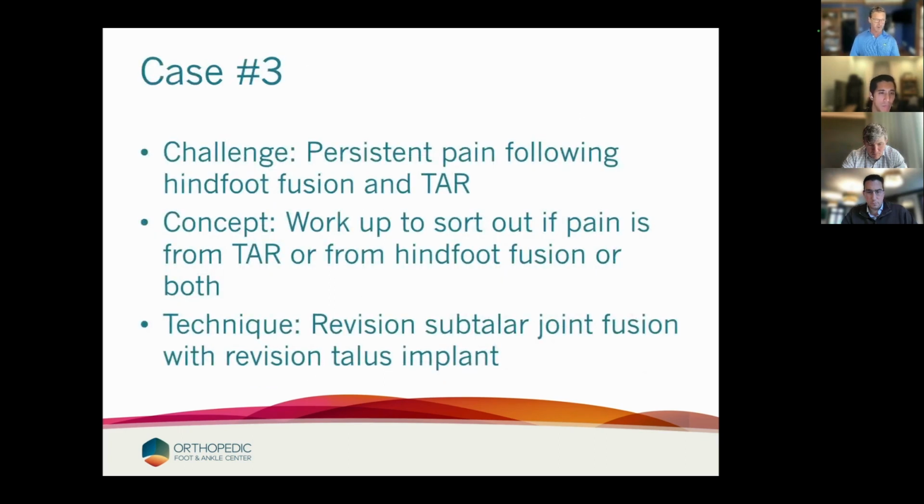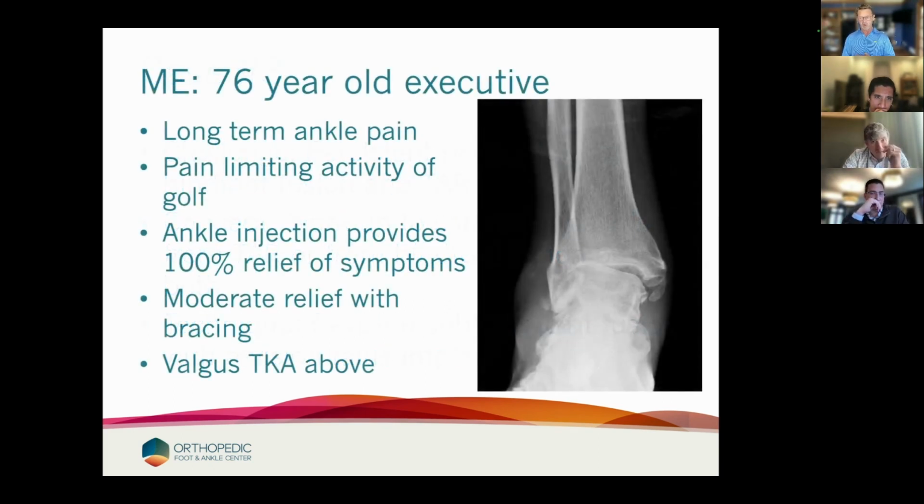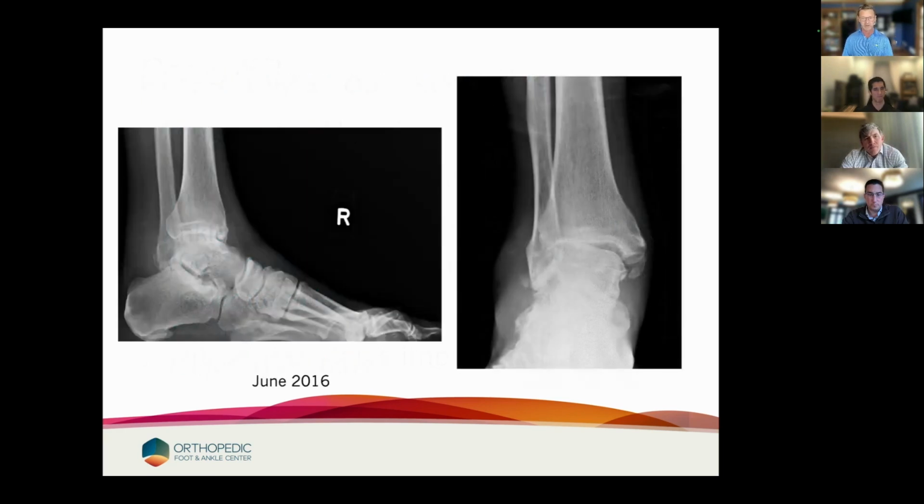So case 3, this is one that I am really just working on now. So this one's kind of fresh. And this is a guy who had persistent pain following hindfoot fusion and total ankle. And the concept is work up to try and sort out the pains from the total ankle or from the hindfoot fusion or both. This is a revision subtalar joint fusion with revision talar implant. So he's an executive, long-term ankle pain, limited in his golf. Injection gives him 100% relief, so we're confident that this is an intra-articular thing. He has a valgus total knee above that his total knee surgeon is unwilling to do. So this is what he looks like.